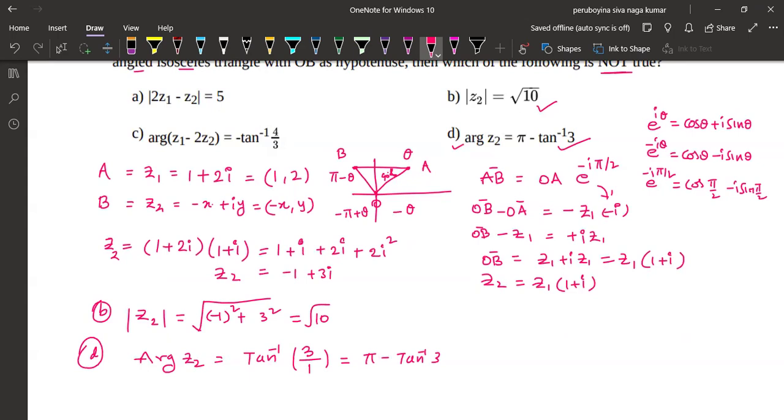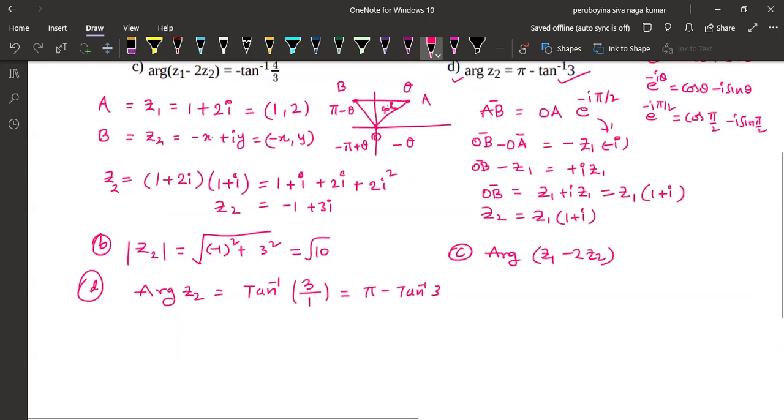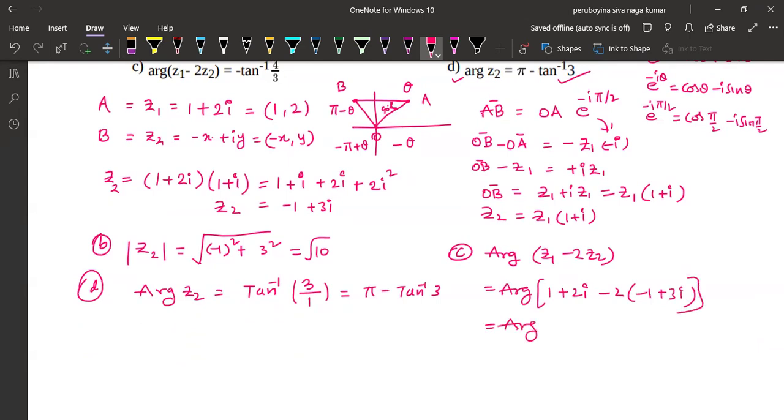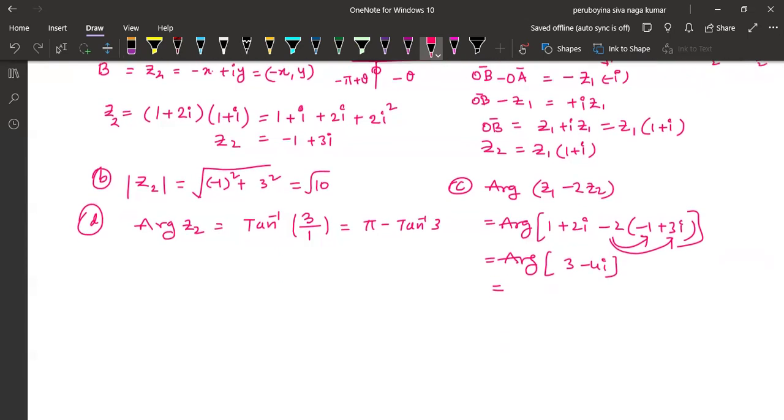Now coming to option C, he said argument of Z1 minus 2Z2 equals how much argument, right? So first we will calculate this point. Argument of Z1, which is 1 plus 2i, minus 2 times Z2, which is minus 1 plus 3i. So try to figure out how much it is. It comes to 3 minus 4i. So what is the argument? Which quadrant does it lie in? The x value is positive and the y value negative, so it is in the fourth quadrant. This 3 minus 4i lies in the fourth quadrant.